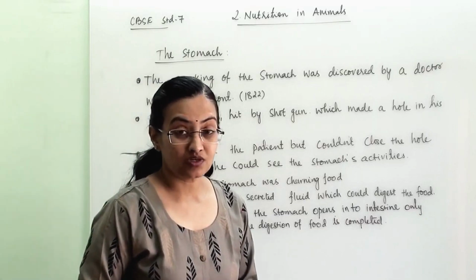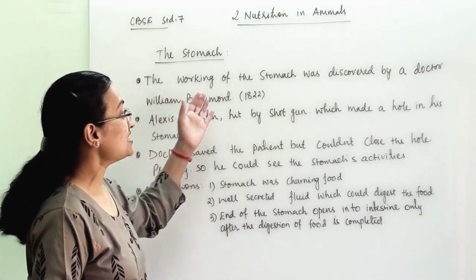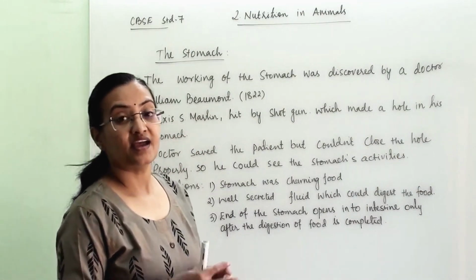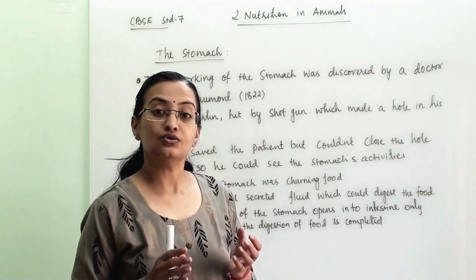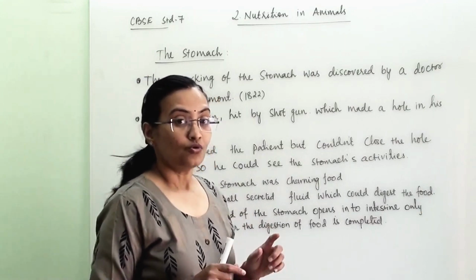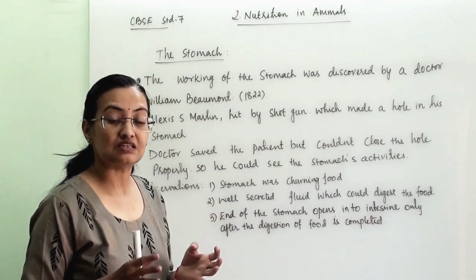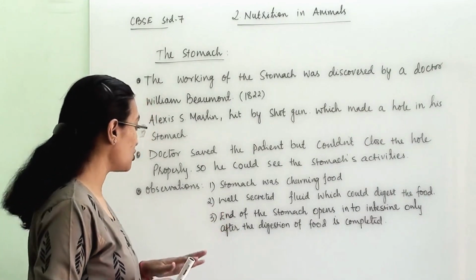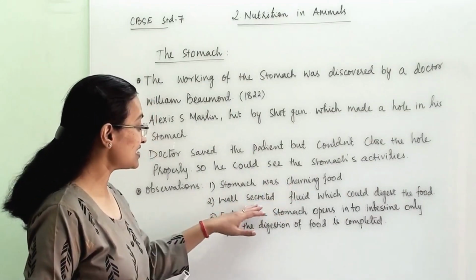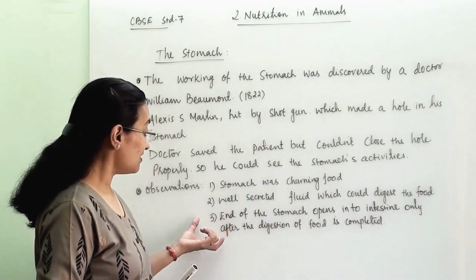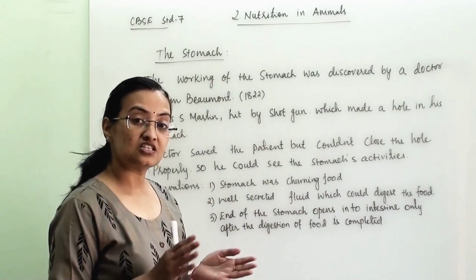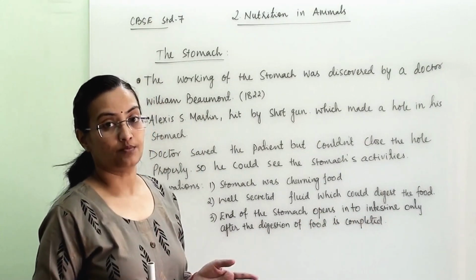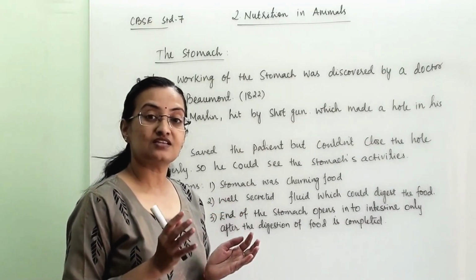We got to know about the stomach's working in 1822, when it was discovered by a doctor named William Beaumont. It happened that a patient named Alexis St. Martin got hit by a shotgun, and this shotgun made a hole in his stomach, but the doctor couldn't completely close the hole. So from that hole, the doctor got an opportunity to see how the stomach works. By observing the stomach's activity, he recorded three main observations: that the stomach was churning the food, that the wall secreted fluid which could digest the food, and the last and very important one, that the stomach opens up into the intestine only after digestion. Till the time the stomach is closed, it has not opened into the intestine.